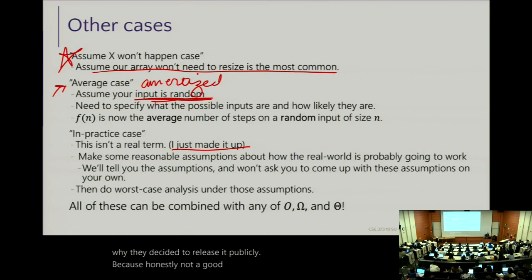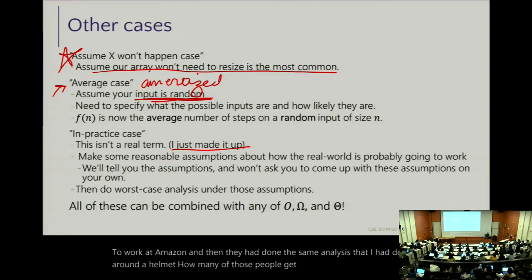Their report was that they had done a bunch of analysis on applications to work at Amazon. And then they had done the same analysis that I had done around, how many of those people get interviews? How many of those people get offers? And they found that if your name was Josh and you played polo in high school, you are very likely to get a job at Amazon. This is real, y'all. I will post it on the Ed board later.